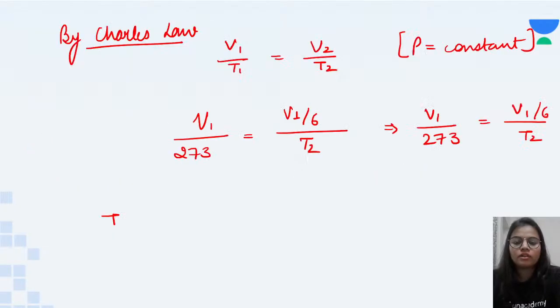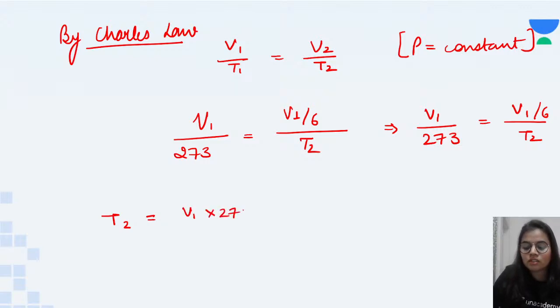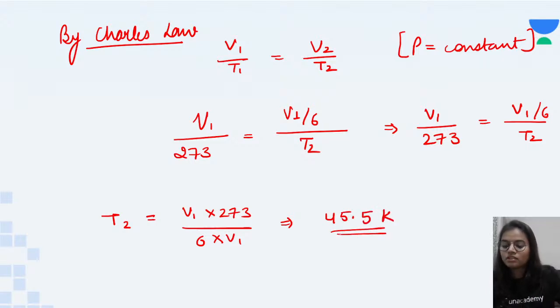Alright, so we were here. If I take out the value of temperature T2 by transferring, I will get it as V1 into 273 upon 6 into V1. And if I take out the value of T2, it will be 45.5 Kelvin. So this is the value in Kelvin that we have.